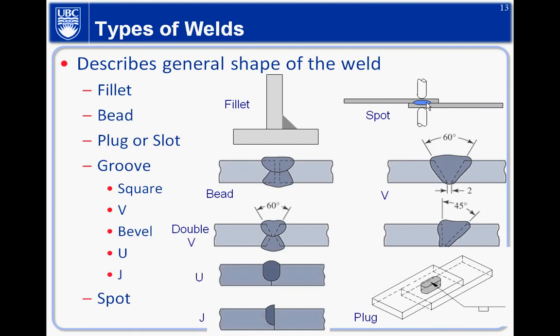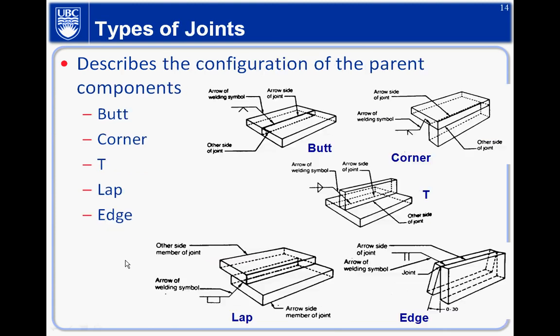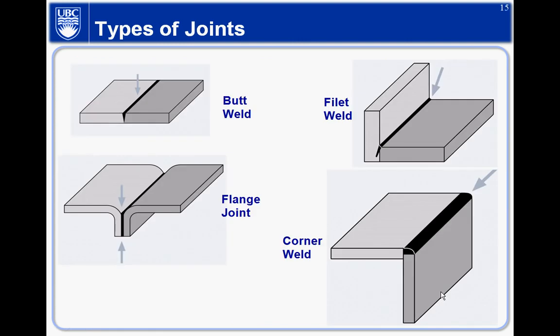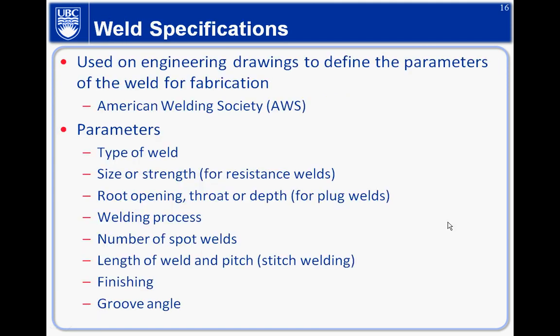So those are the types of welds. The type of weld can be used with one or more types of joints. There are these types of joints here: butt, corner, T, lap, or edge. So this is a butt, and that's a corner. This is a T. This is the lap, and this is the edge. There's another picture showing what the butt is: fillet, flange joint, and the corner welds.